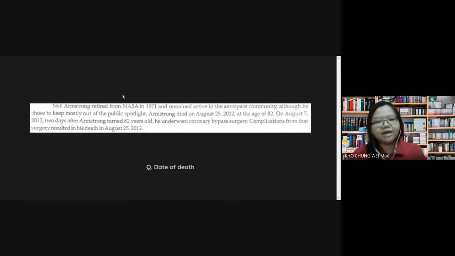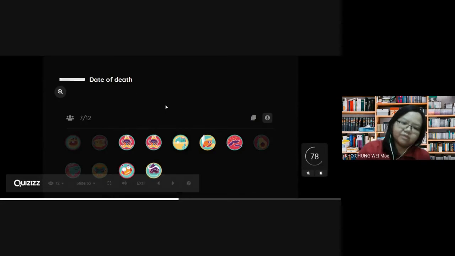Armstrong retired from NASA in 1971 and remained active in the aerospace community, although he chose to keep mostly out of public spotlight. Armstrong died on August 25, 2012 at the age of 82. On August 7, 2012, 2 days after Armstrong turned 82 years old, he underwent coronary bypass surgery. Complications from that surgery resulted in his death on August 25th, 2012.